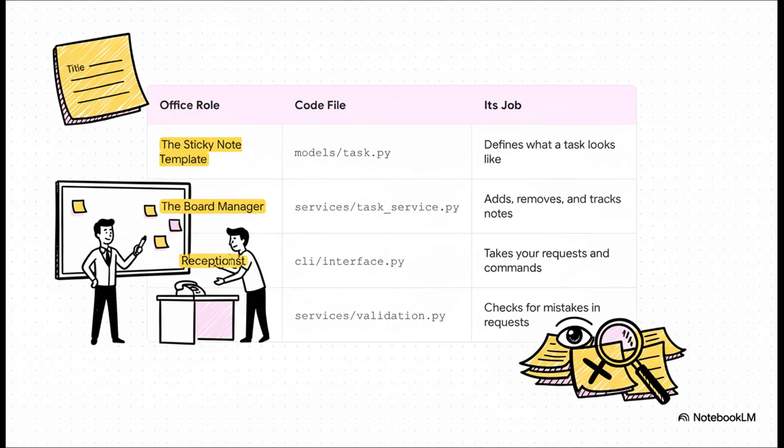This is the person who's physically adding, removing, and keeping track of all the notes on the board. Then there's interface.py. This is our receptionist. They take requests from you, from the outside world, and pass them along to the board manager. And finally, validation.py. This person is the rule keeper, checking requests for silly mistakes like, hey, you can't add a blank sticky note. See how every component has a very distinct human-like job?